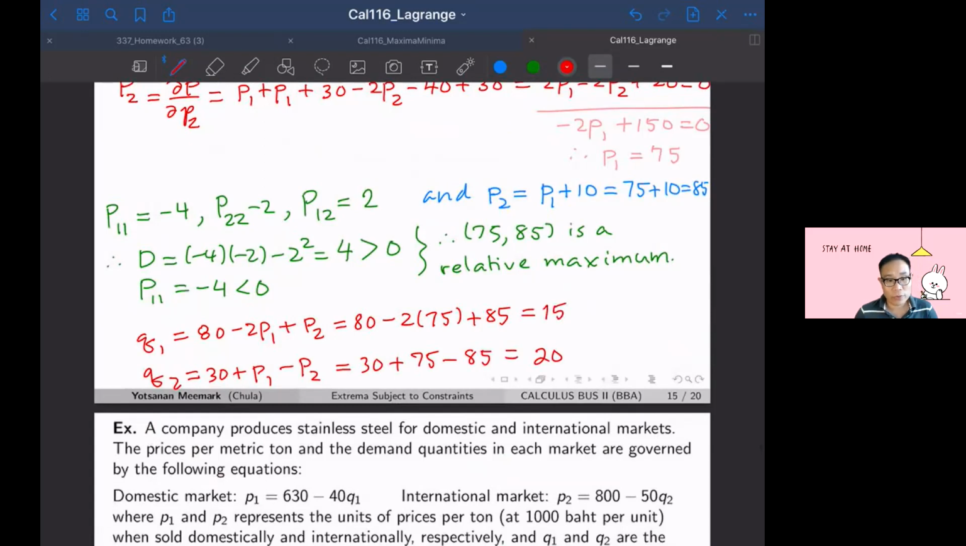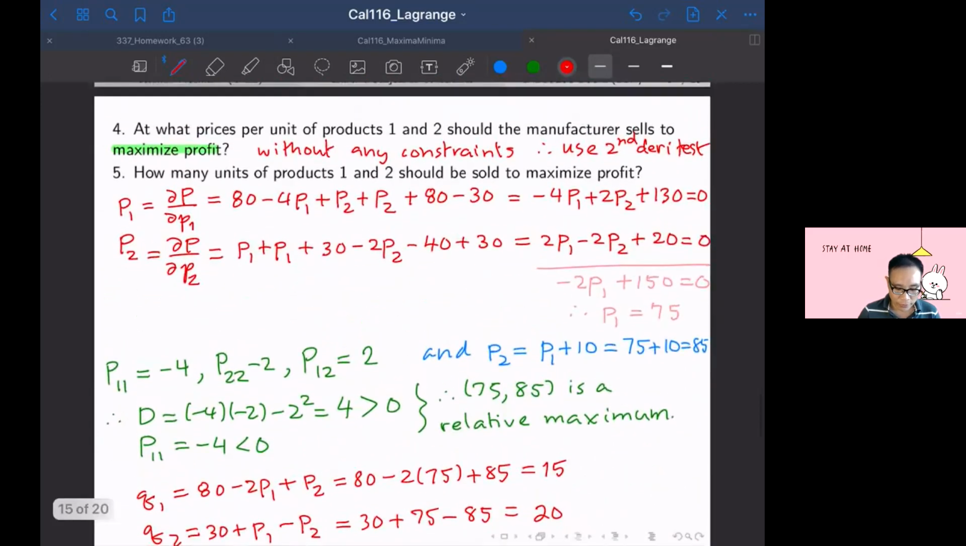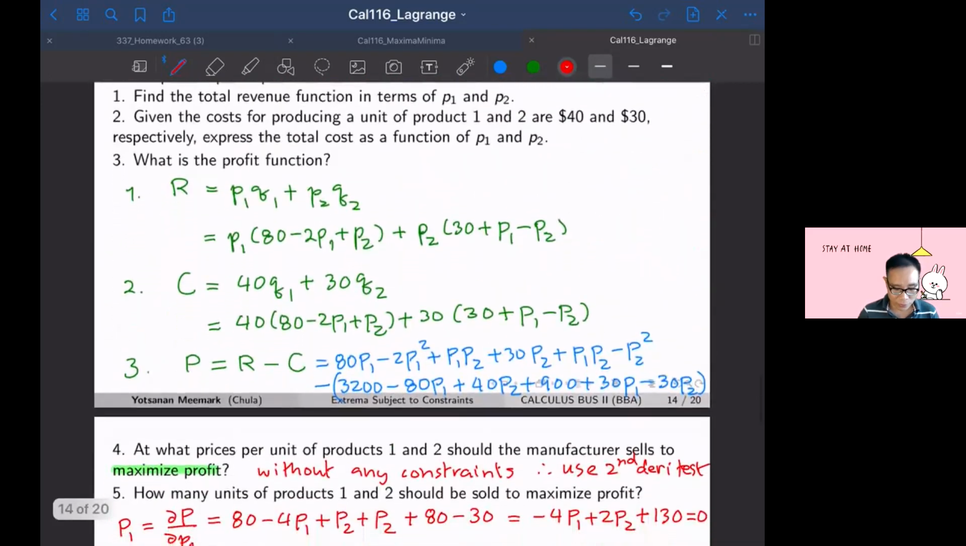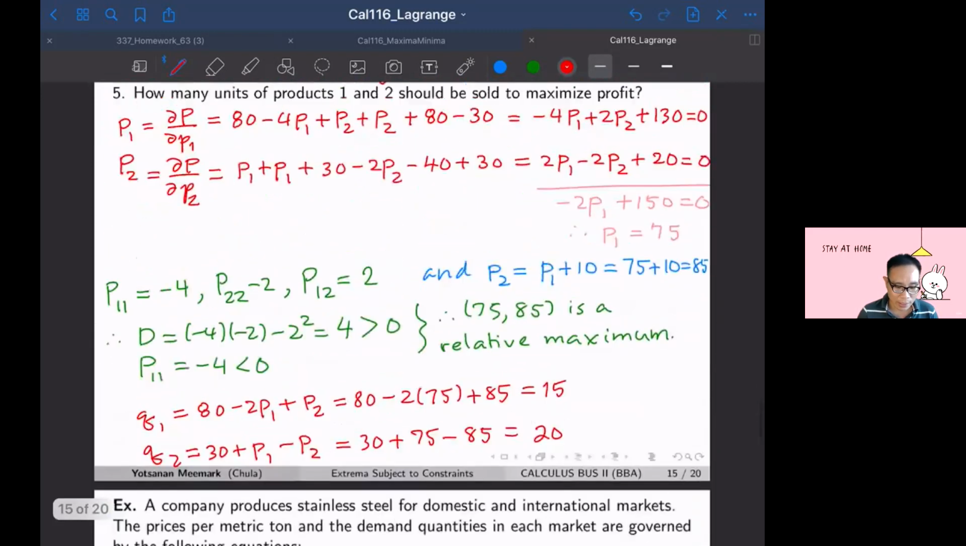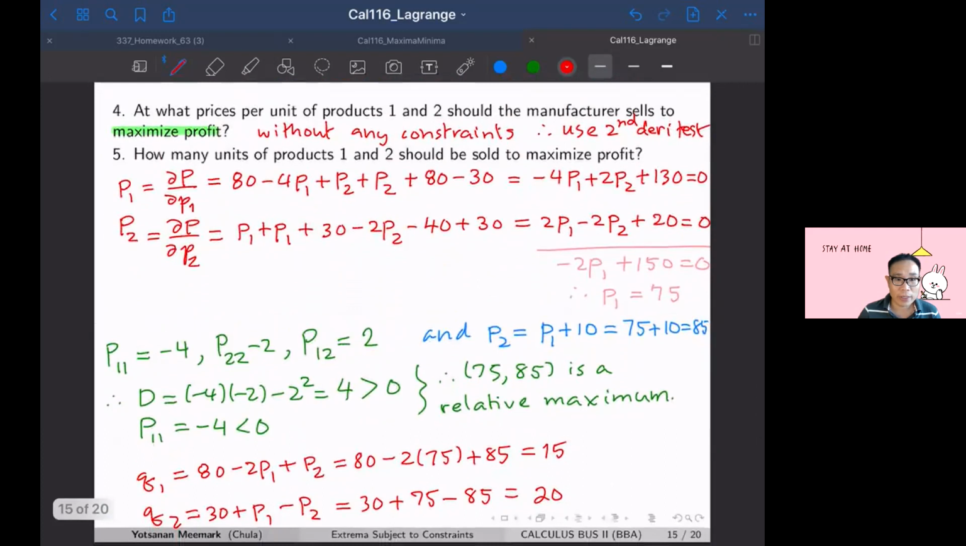So this will be the quantity. So it's going to be product 1, 15 pieces, and Q2, which is product 2, 20 pieces. So that will be the answer for this long question. This one is kind of step by step for you. And after reading, this is going to be a maximum without any constraint, so you're just going to use the second derivative test.